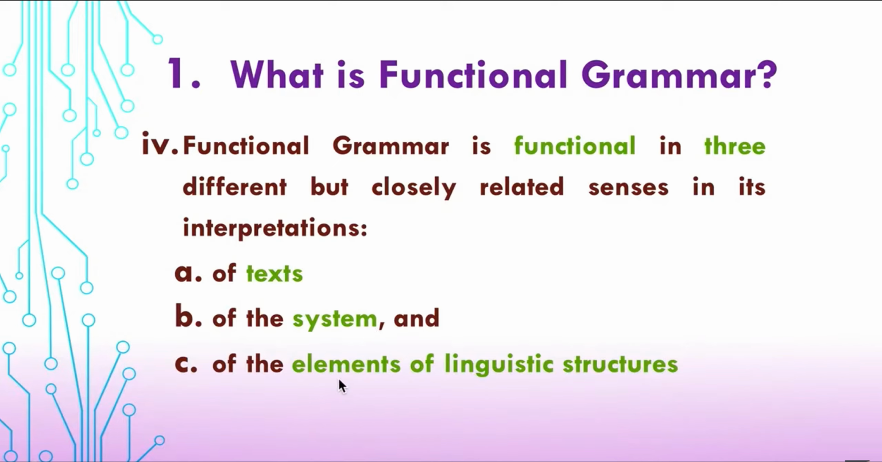Then we have the elements of linguistic structures. We analyze texts, that's okay. Then we also look at the system, the language that helps in the construction of the texts, in the making of the texts, in the composition of the texts. And then we also analyze different linguistic structures. How beautiful are the structures in the text, and what implications they have at the level of the meanings. So this is point number 4 about what is functional grammar.